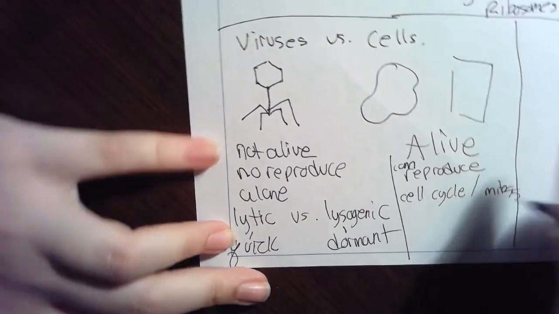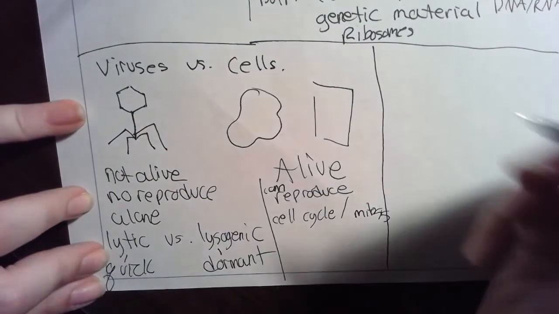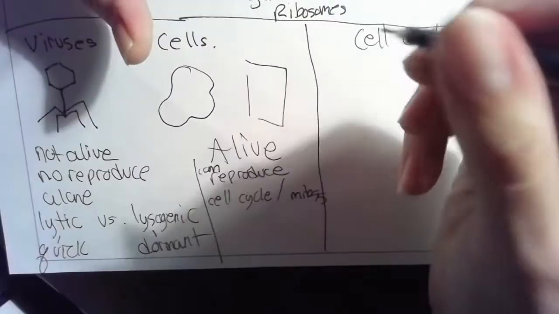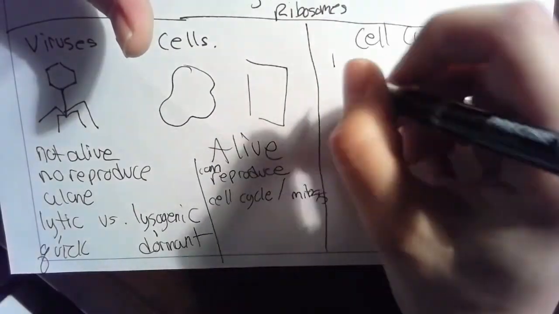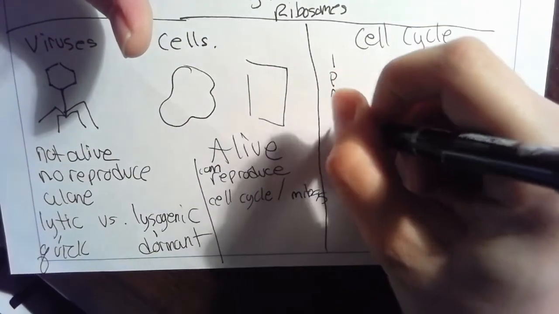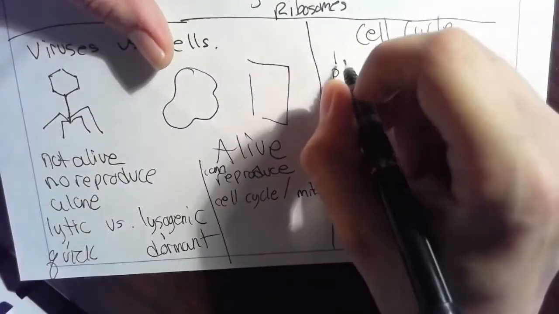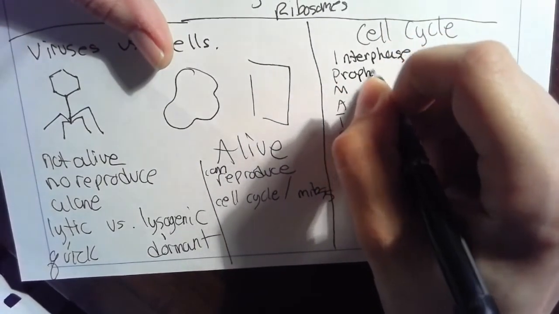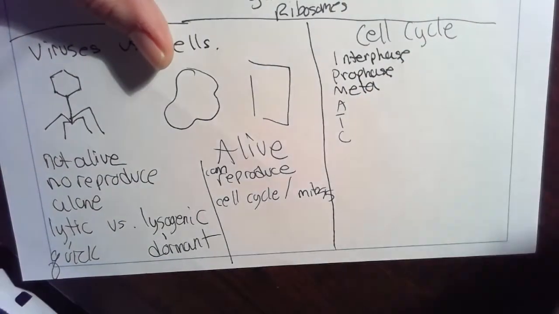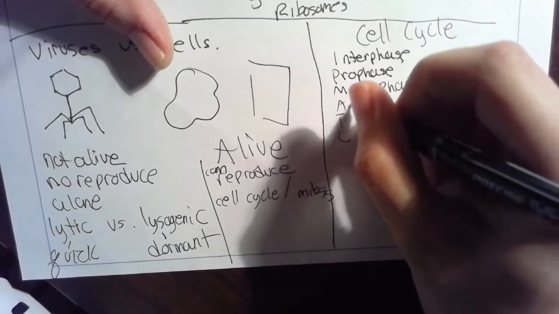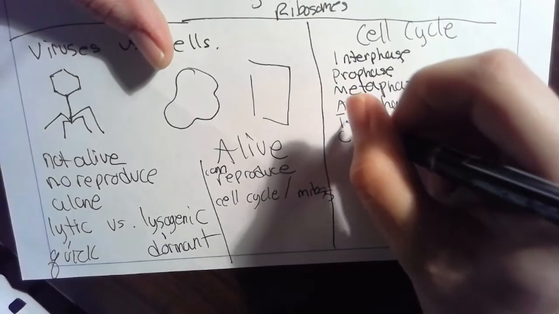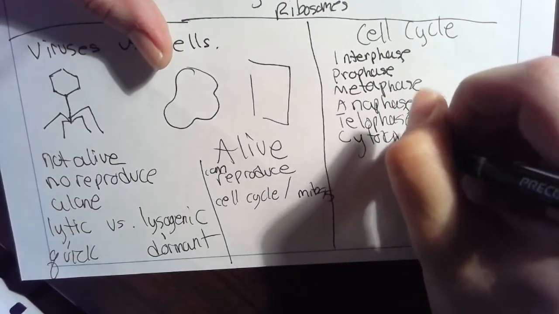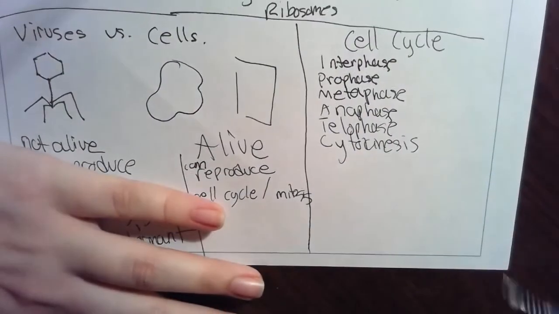Which brings us, conveniently, to the cell cycle a little bit more. The entire cell cycle goes through the acronym I More at the Church, so I-P-M-A-T-C. You have interphase, prophase, metaphase, anaphase, telophase, and cytokinesis.